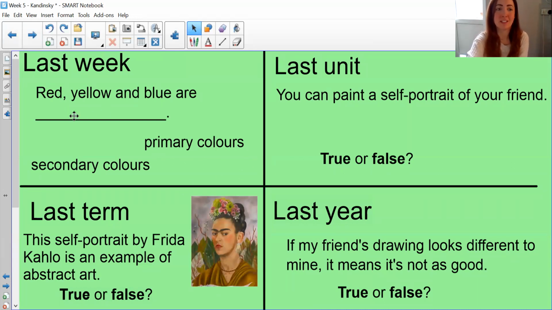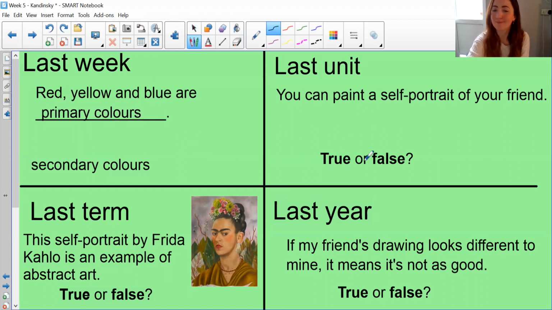Okay, let's go through those answers. So red, yellow and blue are primary colours. Remember that those are the colours that all other colours can be made from. Then you can paint a self-portrait of your friend. That is false. What does a self-portrait mean? That's right, it's a portrait of yourself. So you can't paint a self-portrait of your friend. A self-portrait is a portrait of yourself.